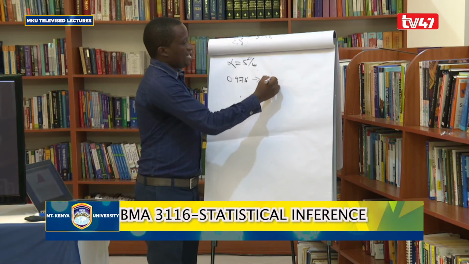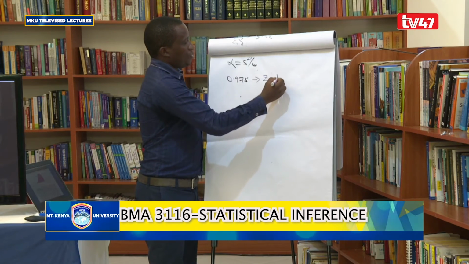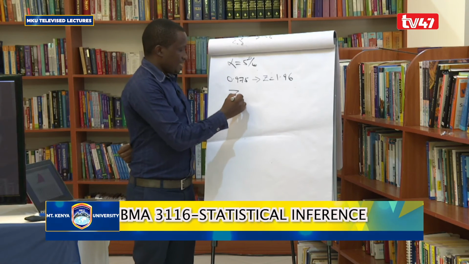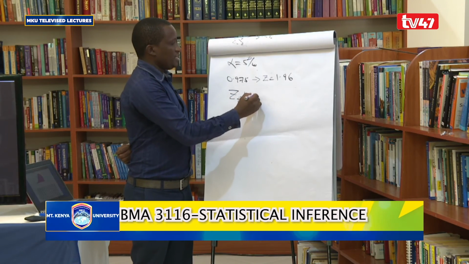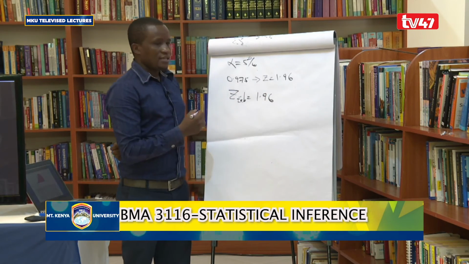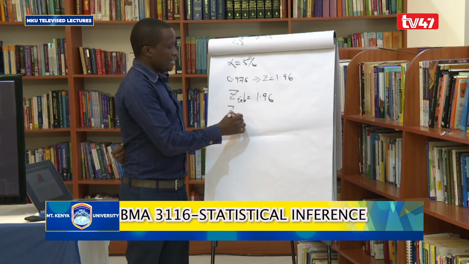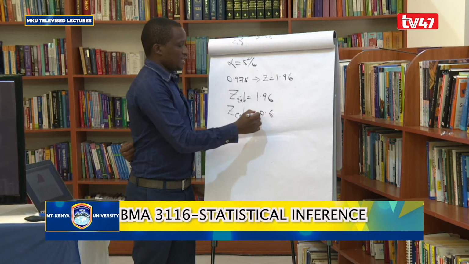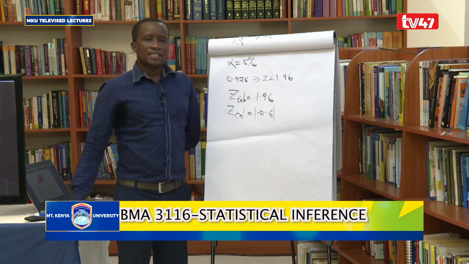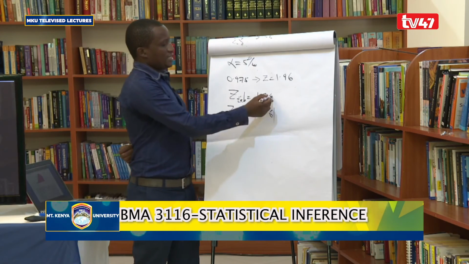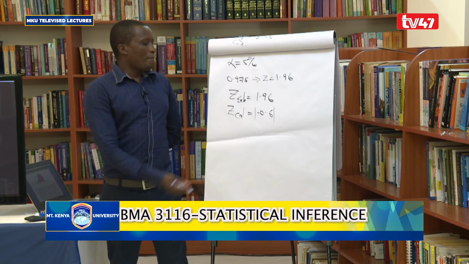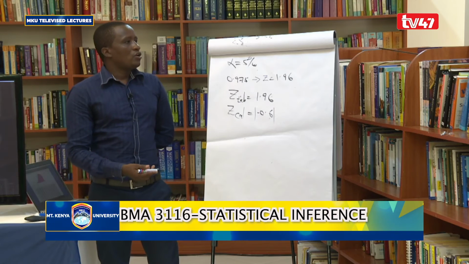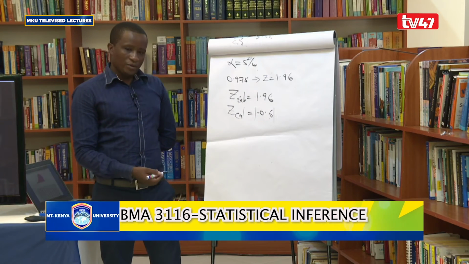This normally gives a value of 1.96. So Z tabulated is 1.96. Then Z calculated as the test statistic, we got negative 0.6, but normally we look at the absolute value. So we use these two values to compare and make a decision to either accept or reject the null hypothesis.